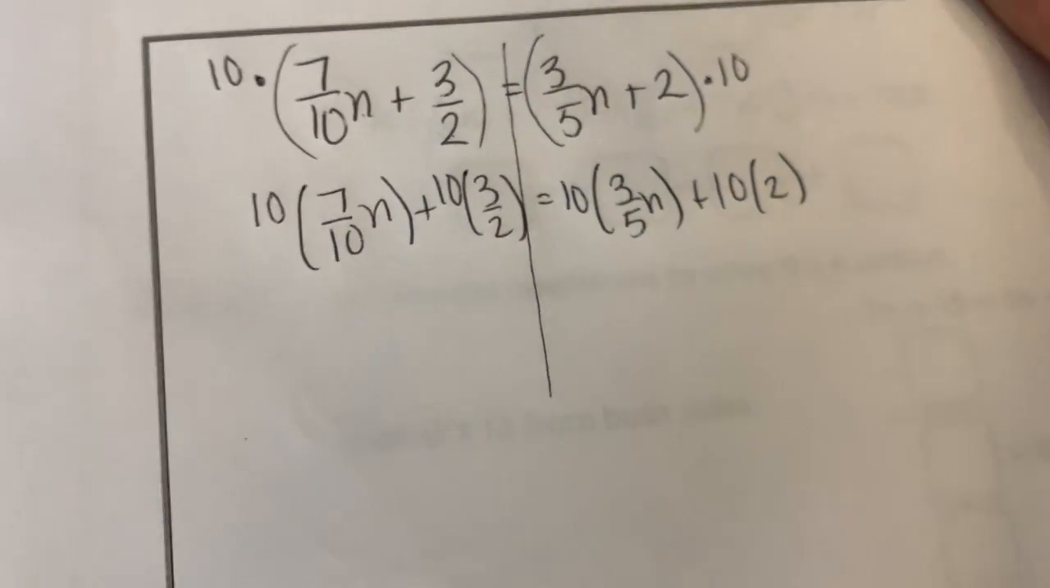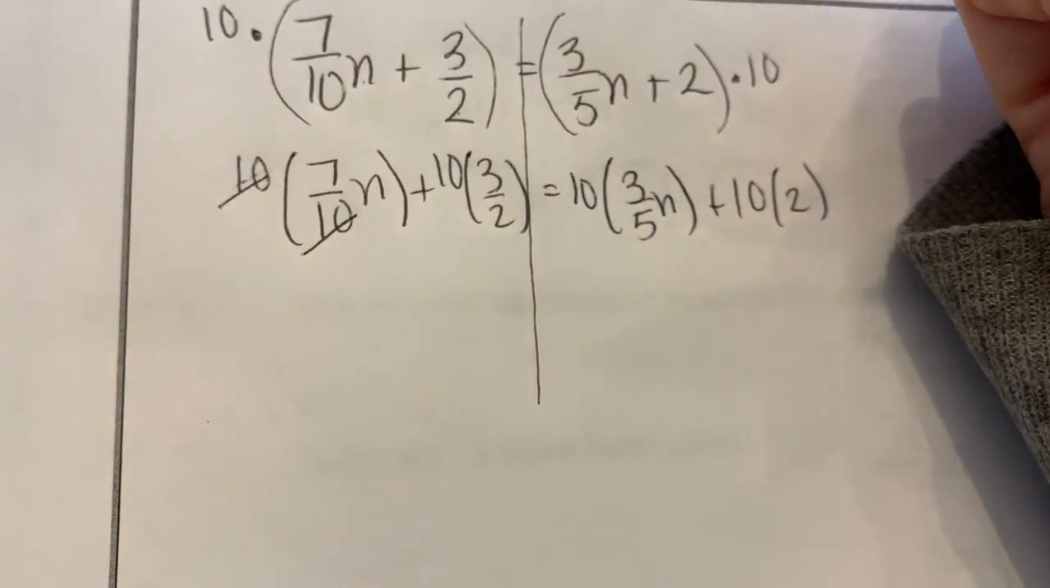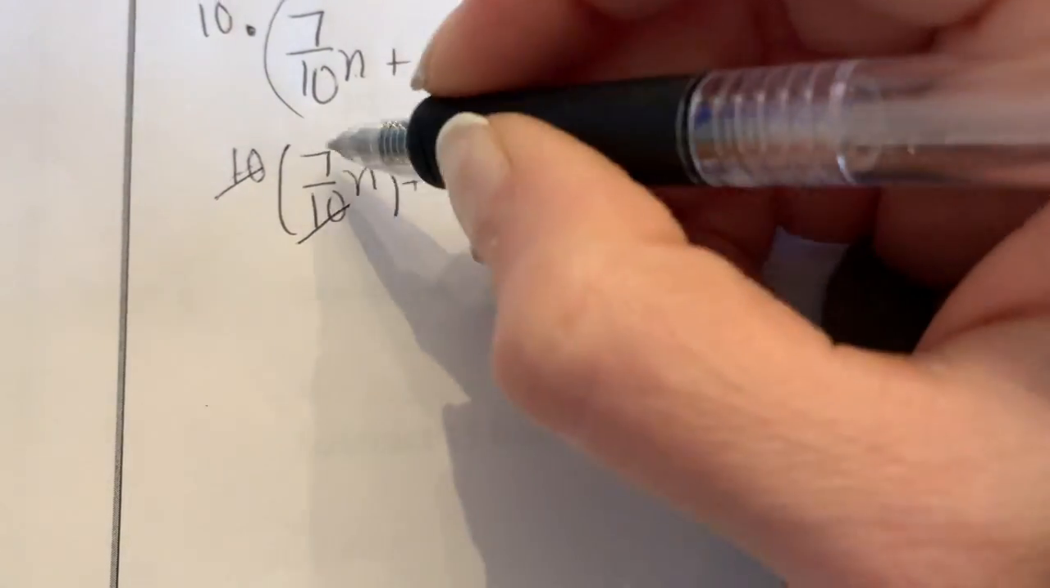Now, the reason why my trick is crucial here is because it makes it so much easier. Here's what we want to be able to do. 10 goes into 10 once, 10 goes into 10 once. This cancels out completely. So this is now 7n.